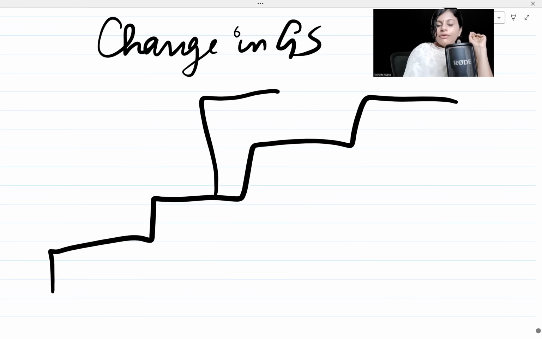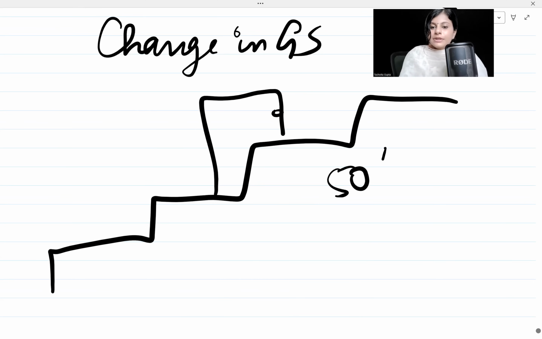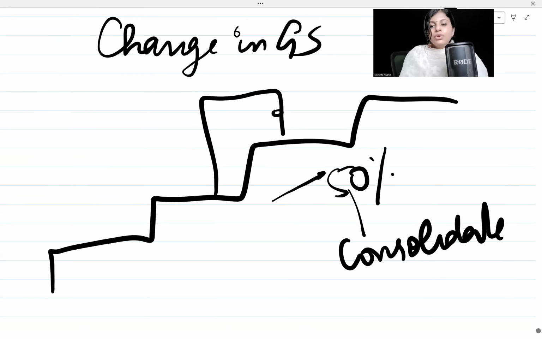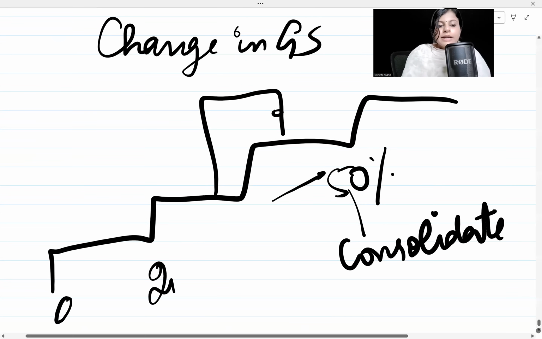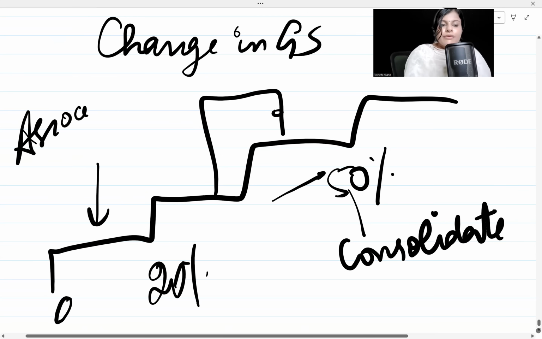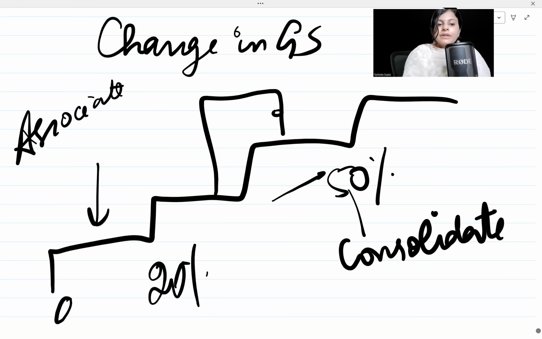This is the golden door of control. If I pass this control door, I will get more than 50% shares, right? So once I pass this door, I will get control. So I will consolidate. If I do not pass this door, I am still here from 0 to 20%. From 20 to 50%, it is known as associate.